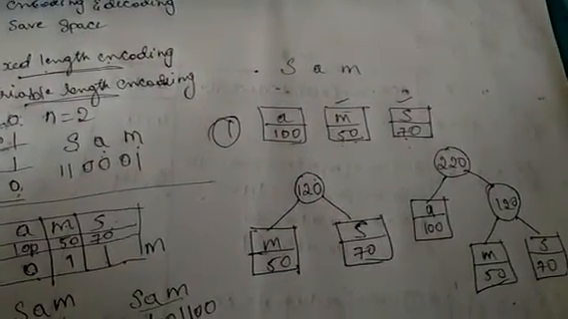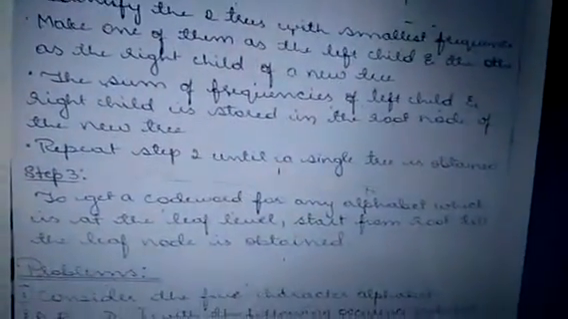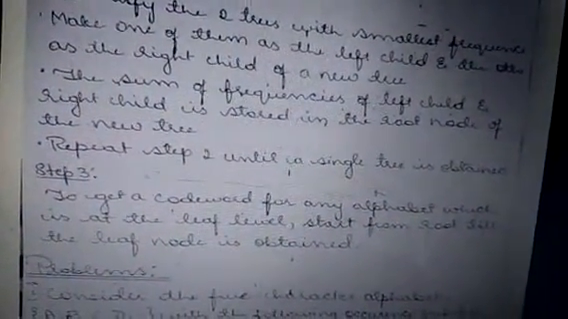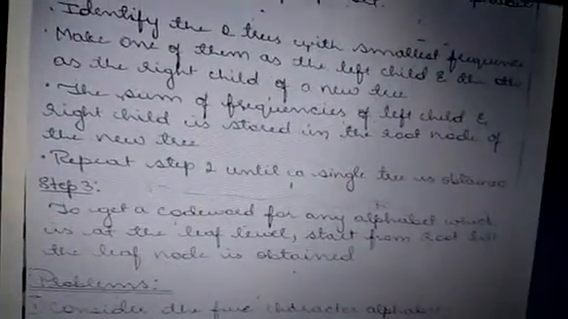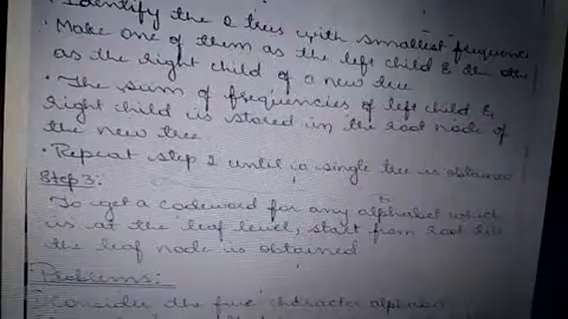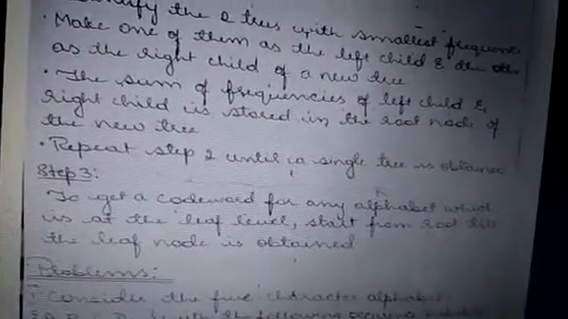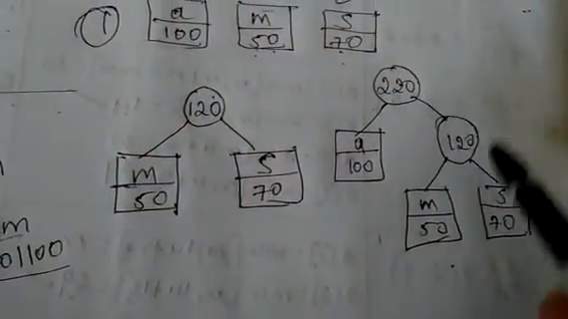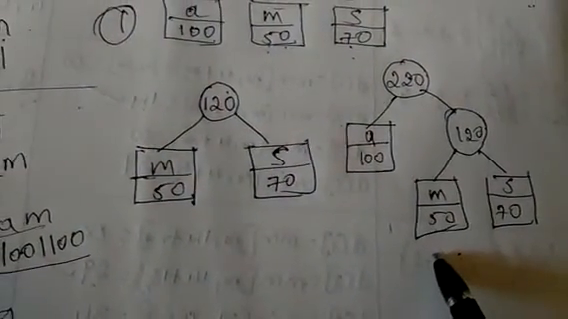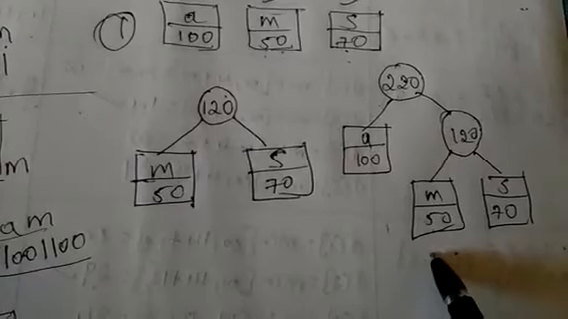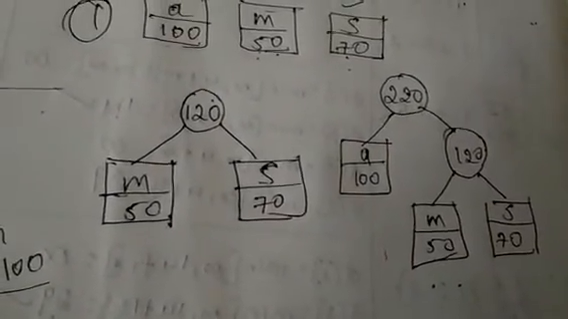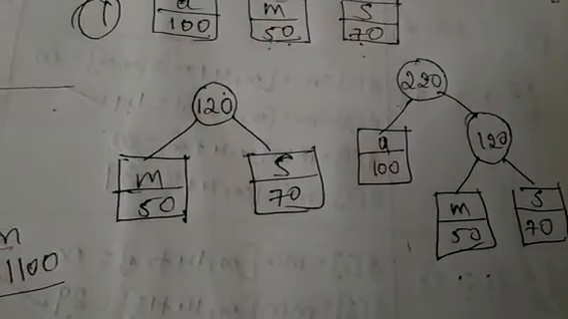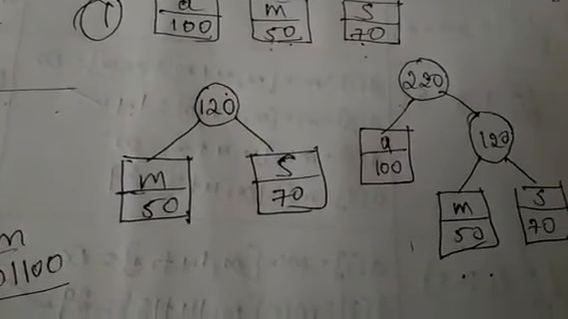Now what is the third step? It is to get a code word for each alphabet. You have to get the code word at the leaf level, starting from the root node till the leaf node is obtained. All the left edges should be marked as 0 and all the right edges should be marked as 1. How will you do this?